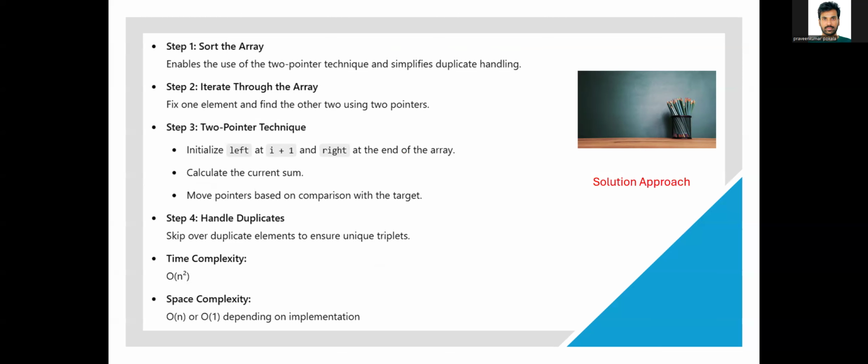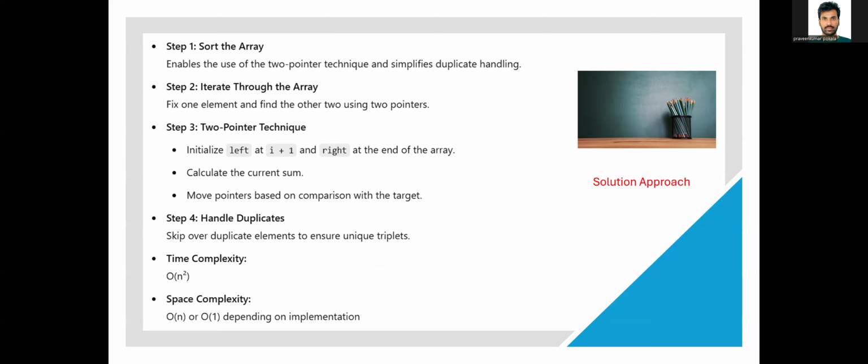The steps involved in the algorithm are listed in this slide. Step one is to sort the array. Sorting the array enables us to use the two-pointer technique and simplifies the duplicate handling. The second step is iteration through the array. We iterate through the array, fixing one element at a time.